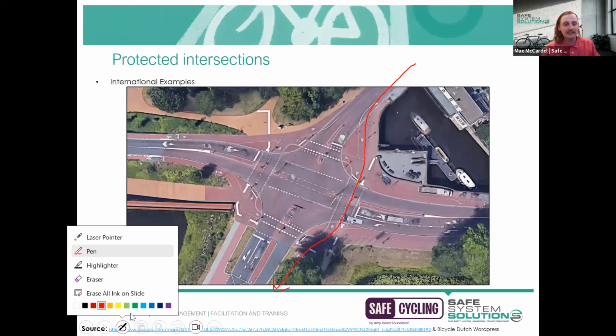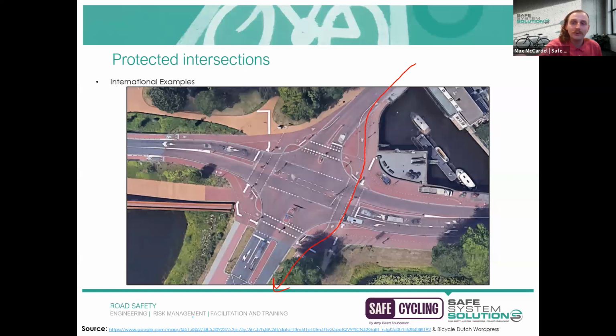And the left-turning motorist in this same environment is doing something more like this. And if you compare that angle to what we had before, it's much closer to perpendicular. The way that has been achieved is by providing this offset, ensuring that the bicycle lane is far enough away from the left turn traffic lane to maximize sight lines at the point of conflict.